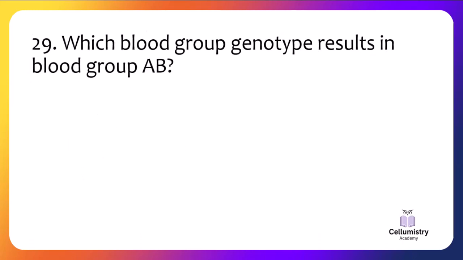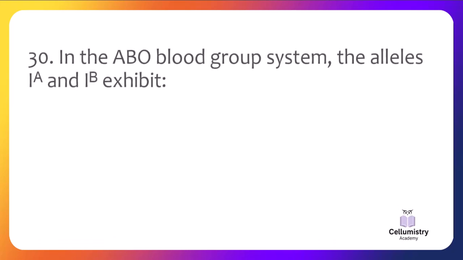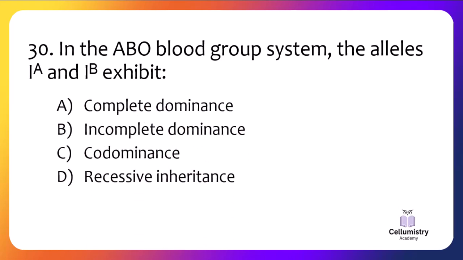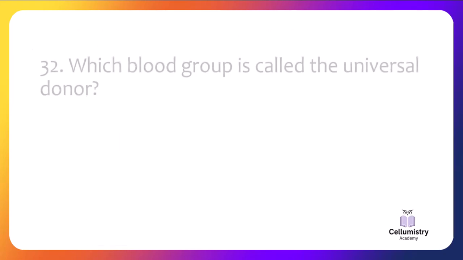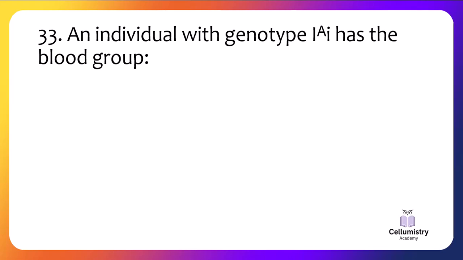Which blood group genotype results in blood group AB? Answer is C. IA, IB. In the ABO blood group system, the alleles IA and IB exhibit... Answer is C, codominance. Which blood group is called the universal recipient? Answer is C, blood group AB. Which blood group is called the universal donor? Answer is D, blood group O. An individual with a genotype capital IA small i has the blood group... Answer is A, blood group A.